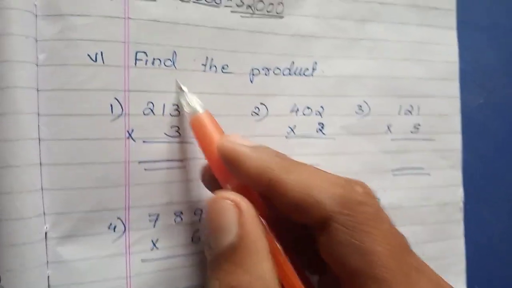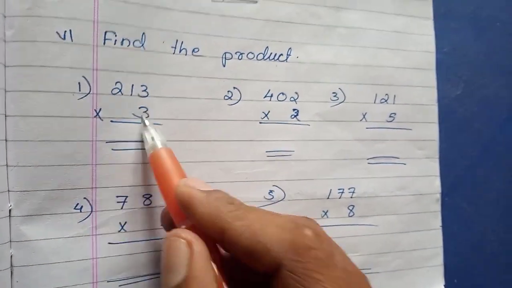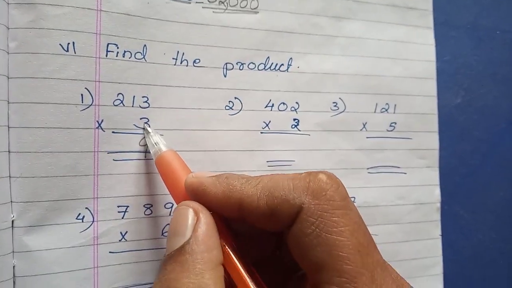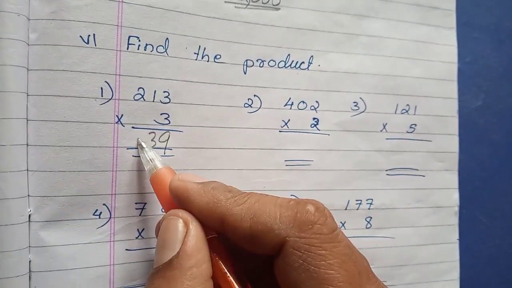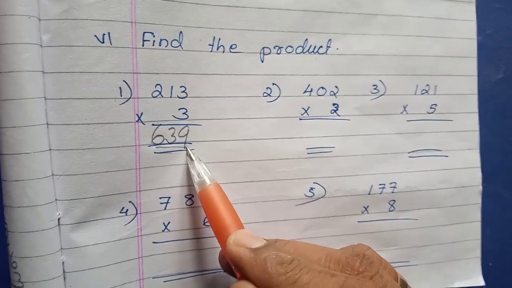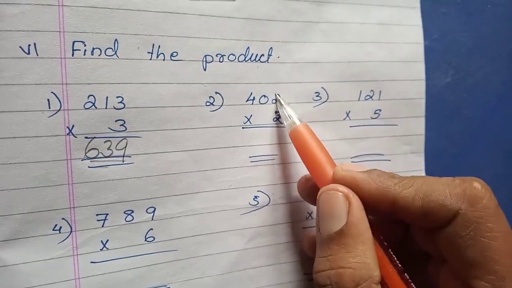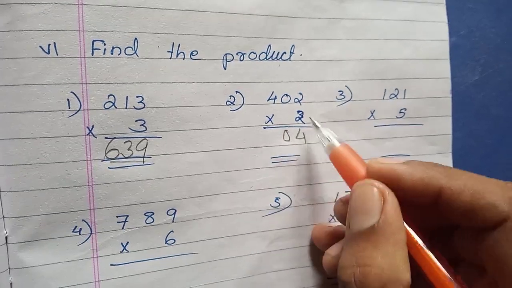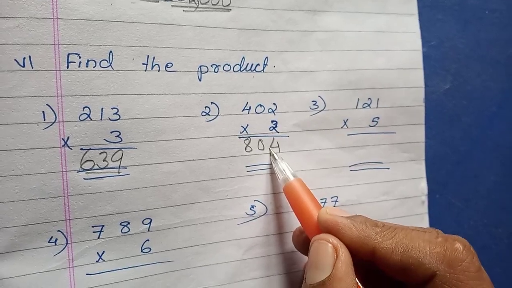Question number 6. Find the product. Question number 1. 213 into 3. 3 3s are 9. 3 1s are 3. 3 2s are 6. Answer is 639. Question number 2. 402 into 2. 2 2s are 4. 2 into 0, 0. 2 into 4, 8. Answer is 804.